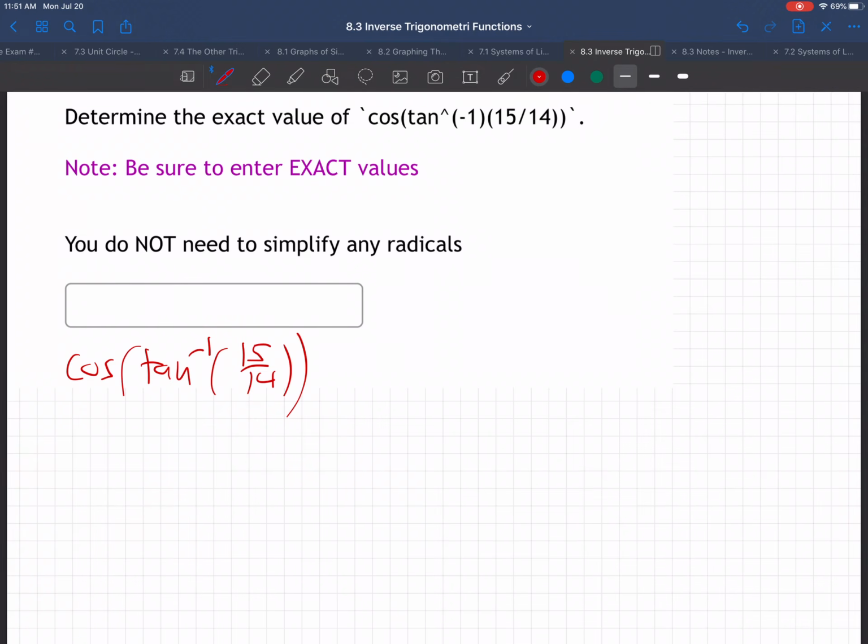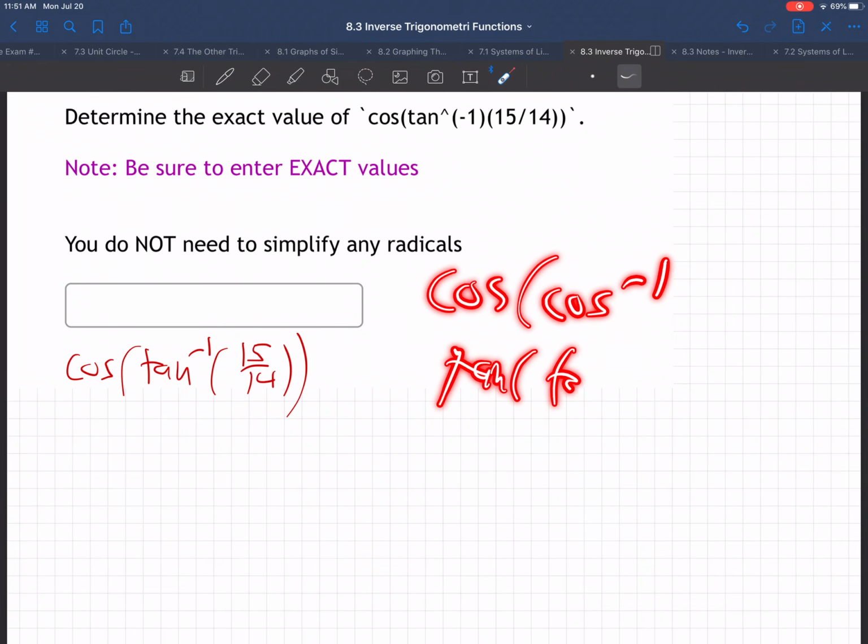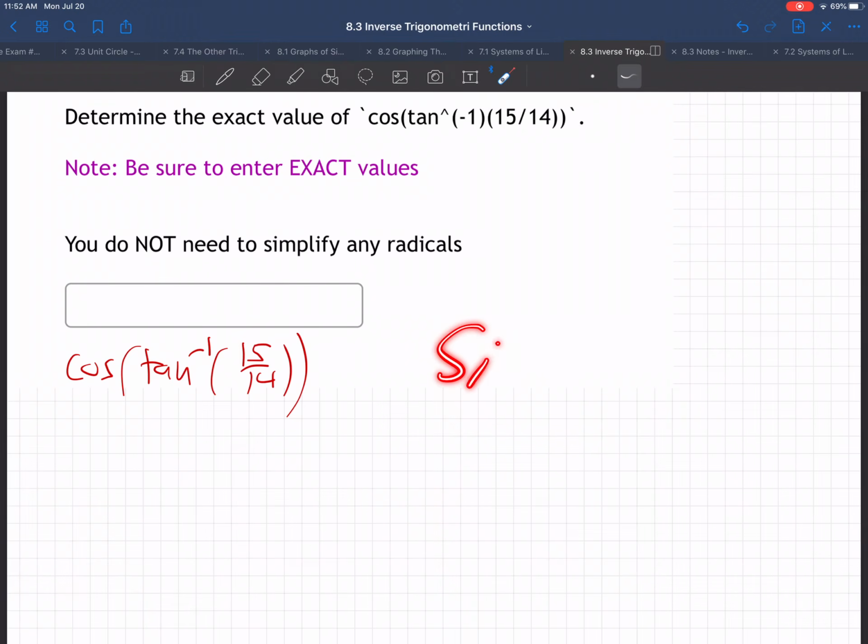So notice what we're dealing with here. We're dealing with a regular trig function and an inverse, a composition. We're putting those two together, and they're different trig functions. It's cosine and tangent inverse. We did a bunch of them where they were the same, like sine inverse of sine, the same trig function. But this one is a mix, cosine and tan inverse. How do we do that?